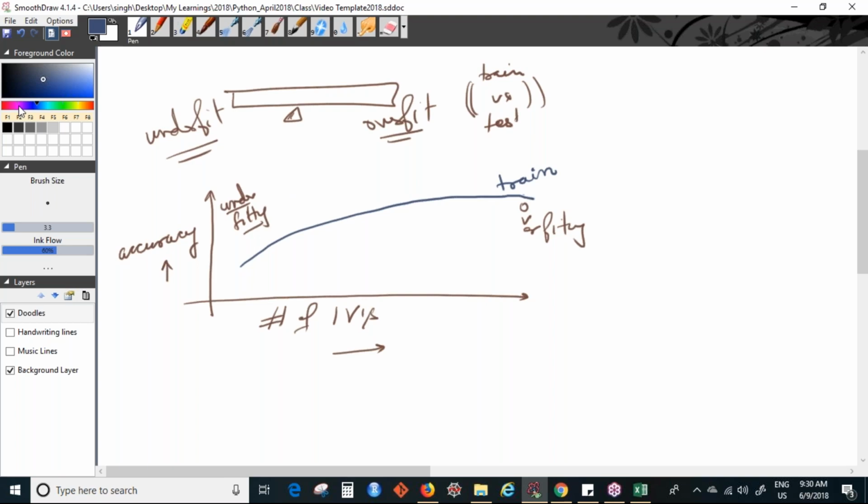But for the test data, you will see the overfitting pattern. So in test data, what will happen? Initially, when your independent variables are too few, obviously you will have less accuracy because you are taking very few independent variables. It will increase as you go on adding variables. It will increase, but after a point, the model will start to overfit and the accuracy will start coming down. So this is how it will look like for test data.